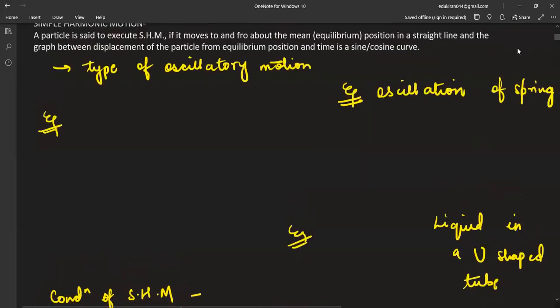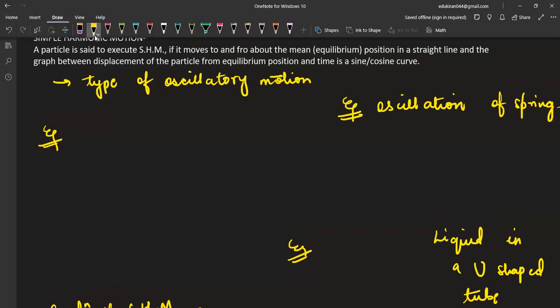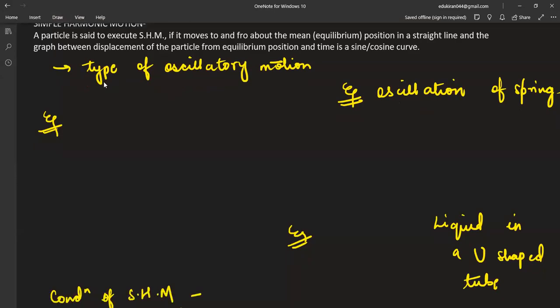When we are talking about simple harmonic motion, there are certain conditions to be followed. So a particle is said to execute simple harmonic motion if it moves to and fro about the mean, that is the equilibrium position, in a straight line, and the graph between displacement of the particle from equilibrium and time is a sinusoidal or cosine curve. We'll see the conditions.